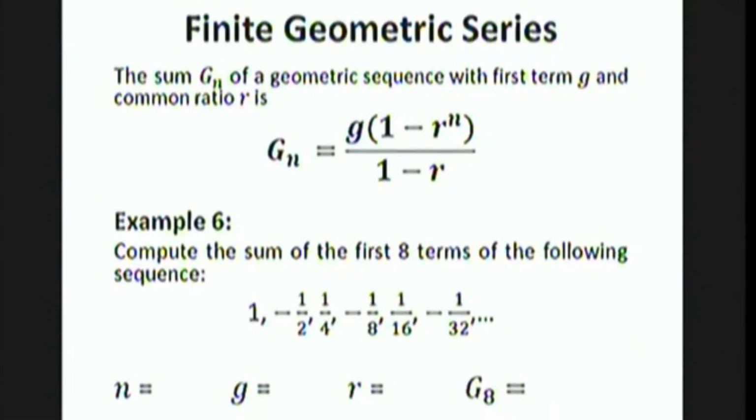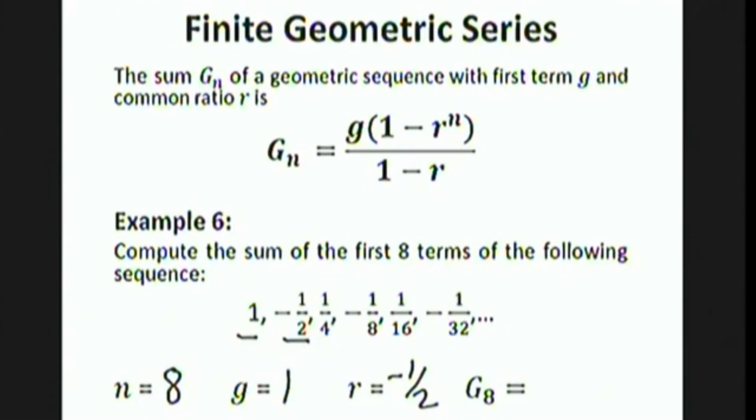1, negative a half, 1/4, negative an eighth, and so on. Notice that the sequence given here is also geometric. We're going to be adding up the first 8 terms, so n is 8. g is the first term of the sequence, which is 1. We can get the common ratio r by dividing any term of the sequence by the previous term. For example, we could divide negative 1/2 by 1 to get negative 1/2.